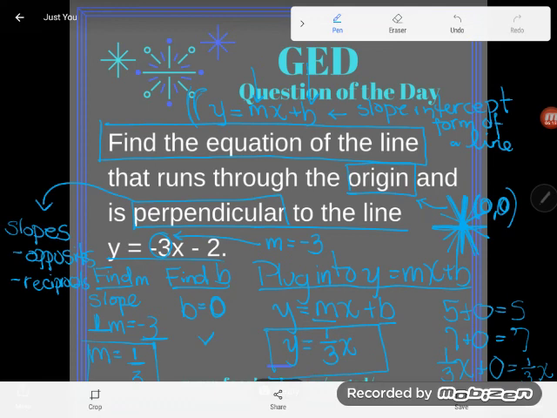That is the equation of the line that runs through the origin and is perpendicular to the line y equals -3x minus 2. That's your answer. Don't just write a third. Don't just write a third x. That whole equation, y equals 1/3 x, is your answer.